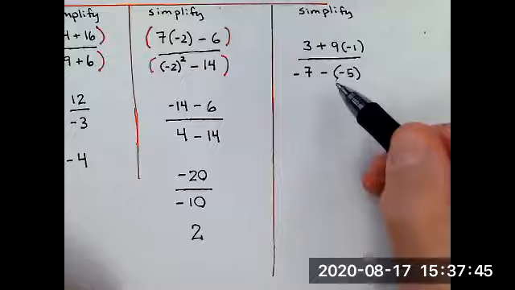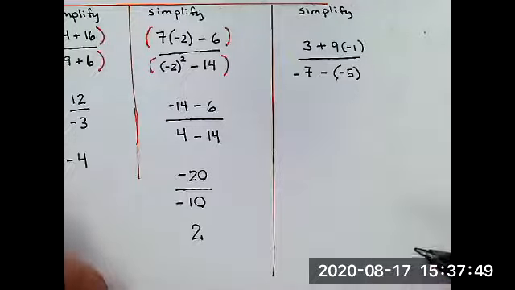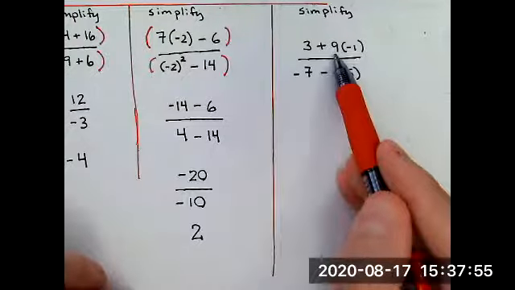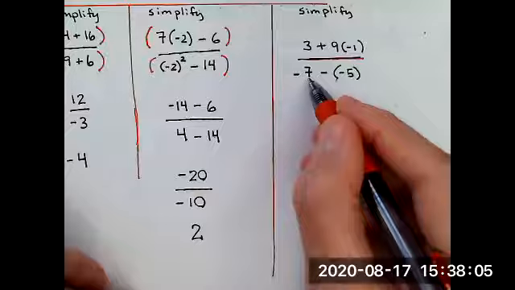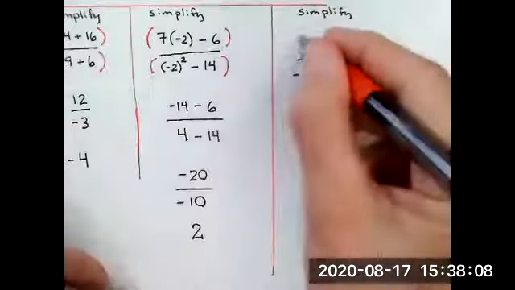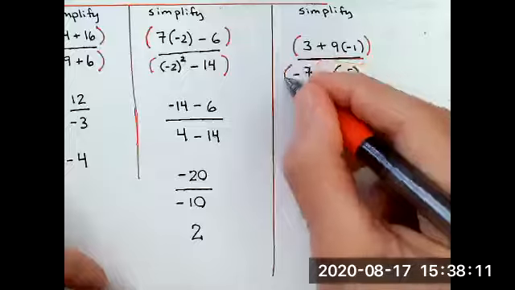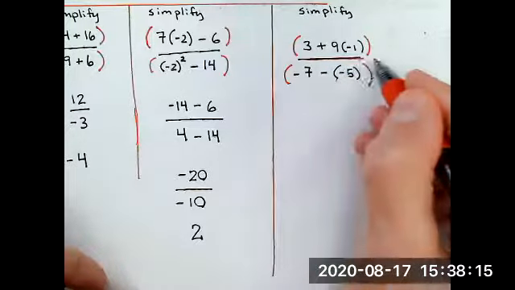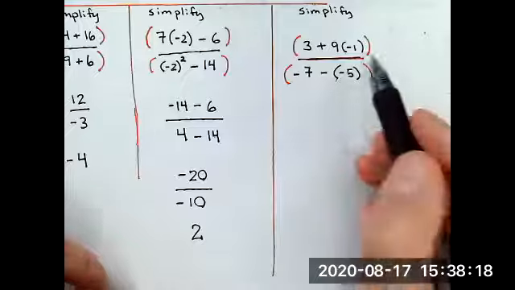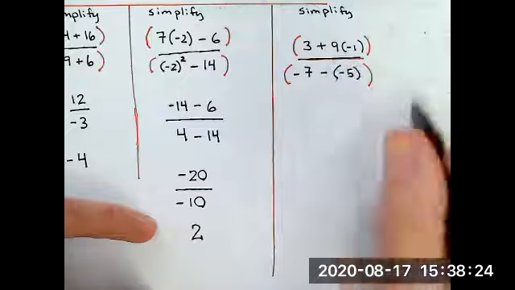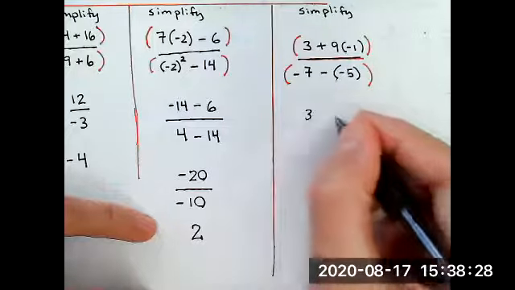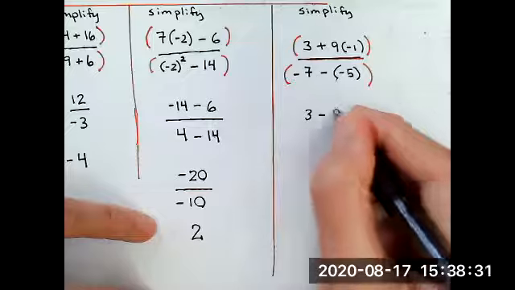Let's try another one. And again, you can hit pause and try it on your own first. So we have 3 plus 9 times negative 1. We know that's a multiply because they're touching. All of it divided by negative 7 minus negative 5. So we want to simplify the numerator, simplify the denominator, and then divide the result. We'll start with this multiplication. 9 times negative 1 is negative 9. You can either write it as 3 plus negative 9 or simply 3 minus 9.